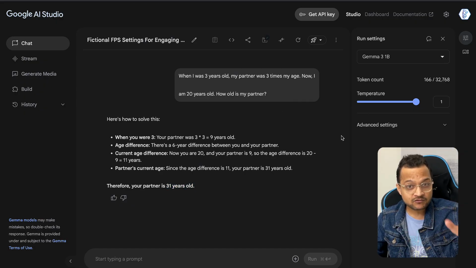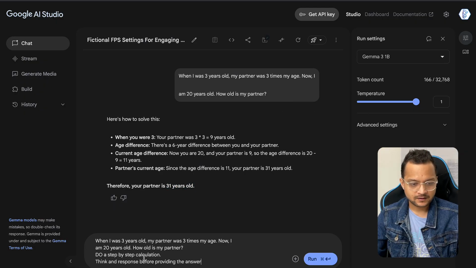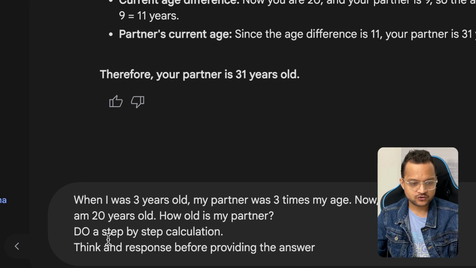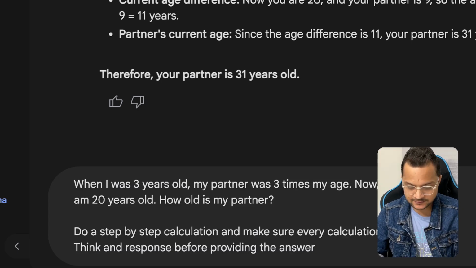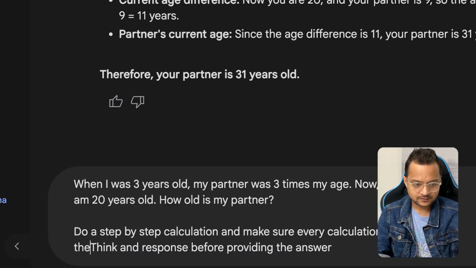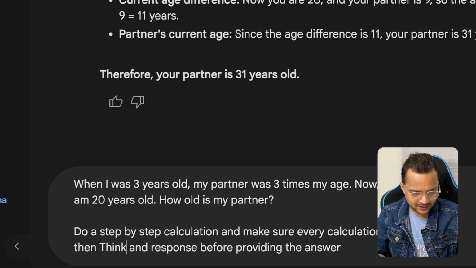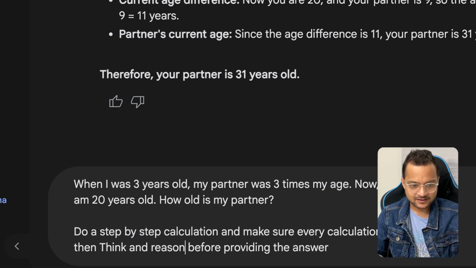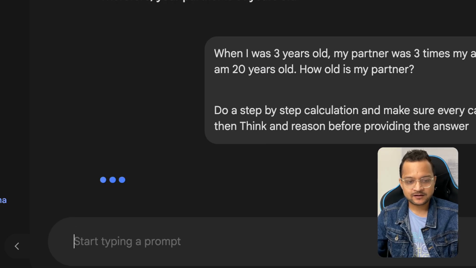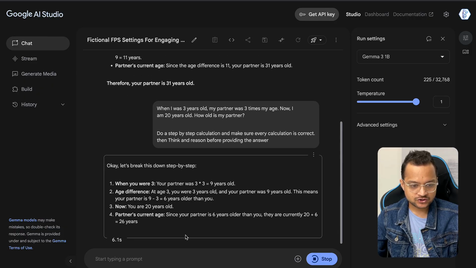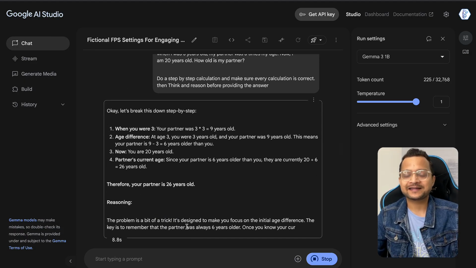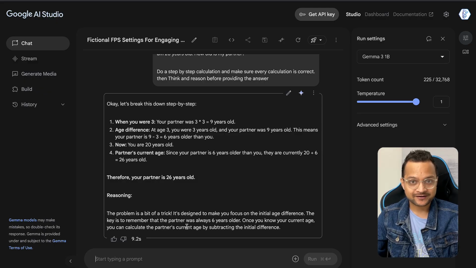But the same model can give you the right answer if you say that you need to think and do the step-by-step process. So do a step-by-step calculation and make sure every calculation is correct, and then think and reason before providing the answer. Now let's see what's going to happen if I say all of these amazing things to the model. Now it should give me the correct answer, and yes, we are getting the correct answer here. So that's the power.